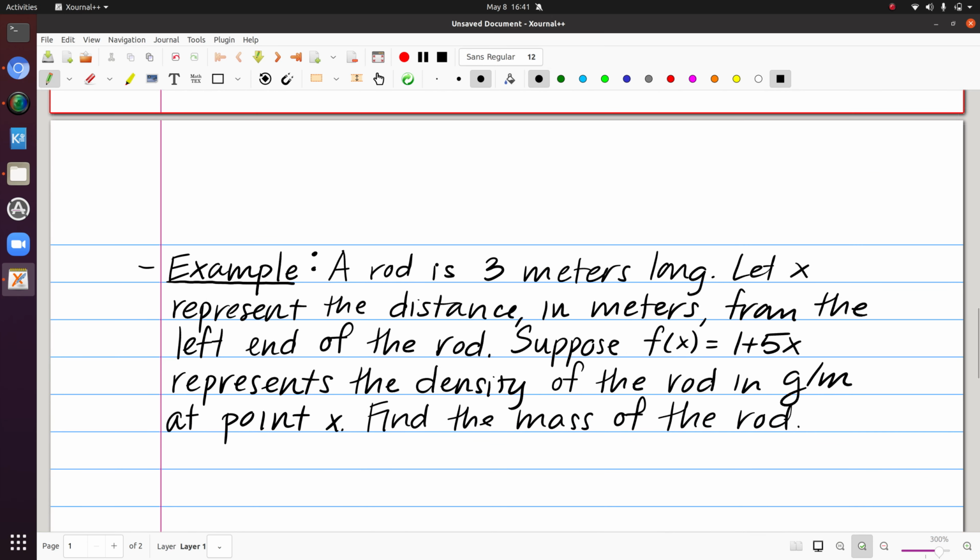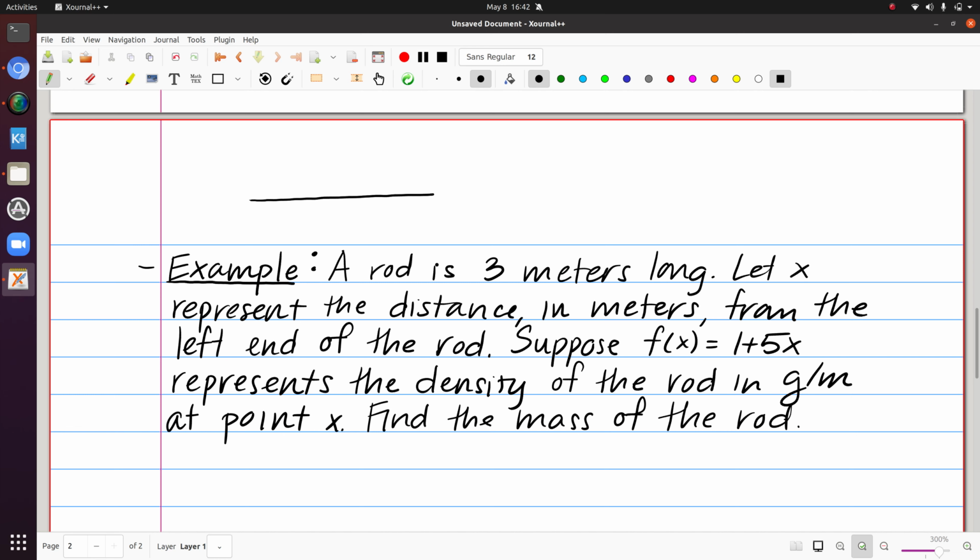And for a specific example, suppose we're considering a rod that's 3 meters long. And we're going to let x represent the distance in meters from the left end of the rod. And f of x is going to represent the density of the rod in grams per meter at point x. We want to find the mass of the rod. Well, one thing to think of here is in terms of setting up our interval, we know that we're dealing with a length of 3, but the way that this is described, f of x is measuring the density of the rod, where x is the distance from the left end.